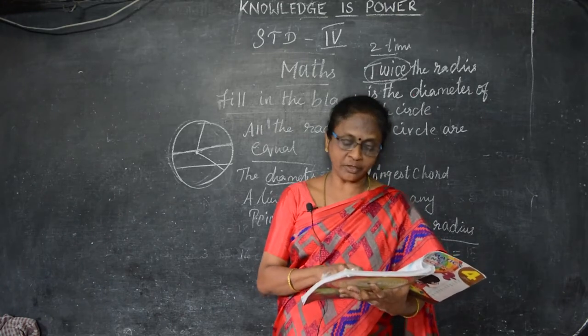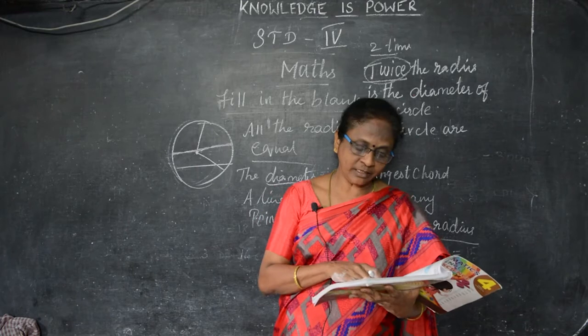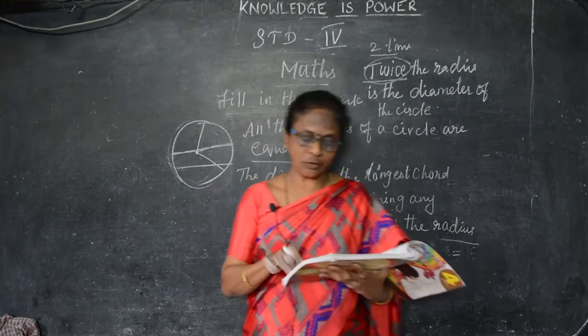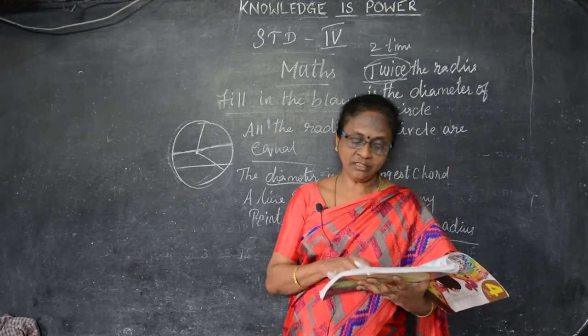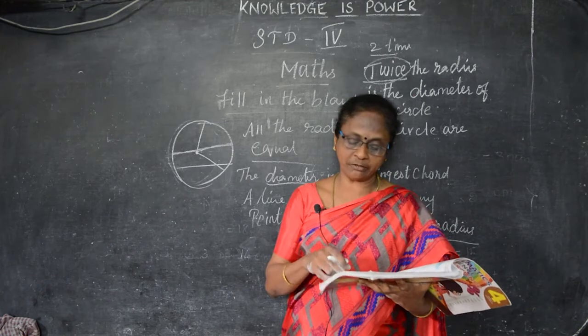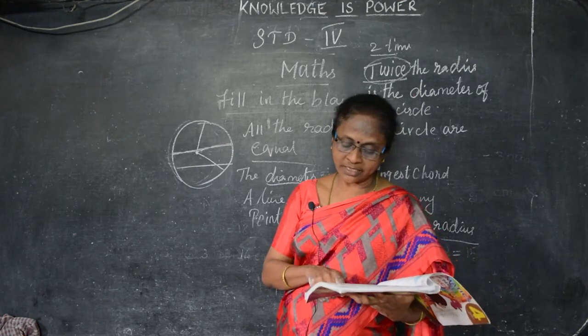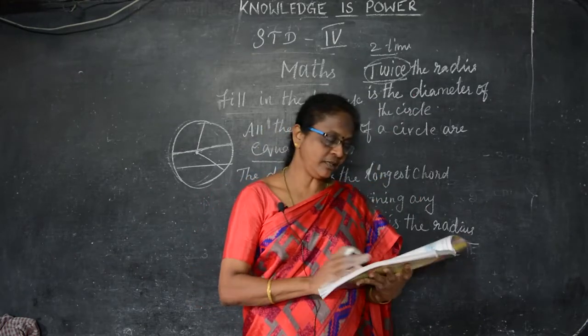Square, you got 4 equal sides, 4 vertices and 2 diagonals. And rectangle, opposite sides are equal, 4 vertices and equal diagonals. And parallelogram, opposite sides are equal and 4 vertices and 2 equal diagonals. And rhombus, 4 equal sides, 4 vertices. And diagonals not equal but 2 diagonals will be there.